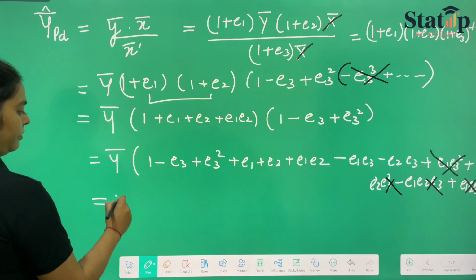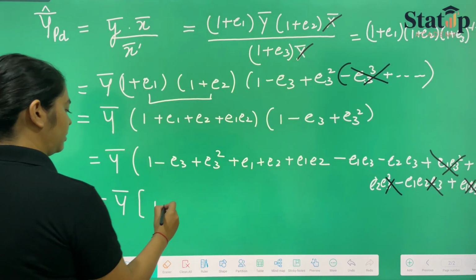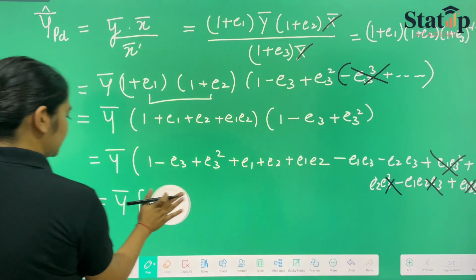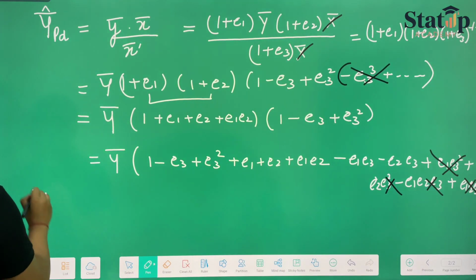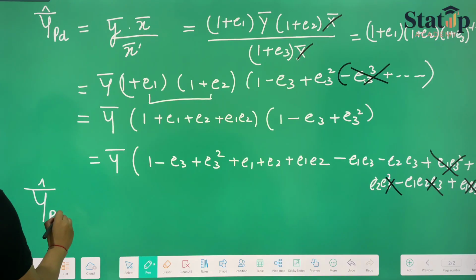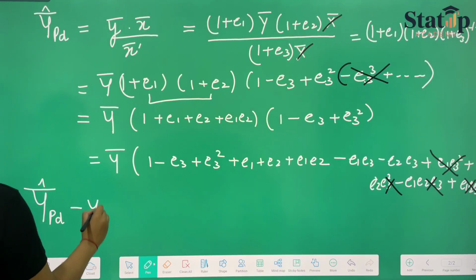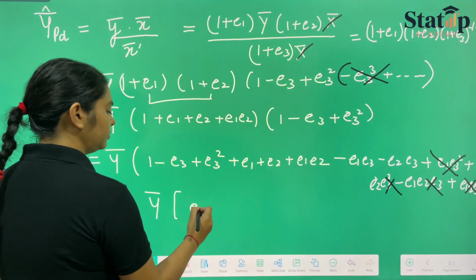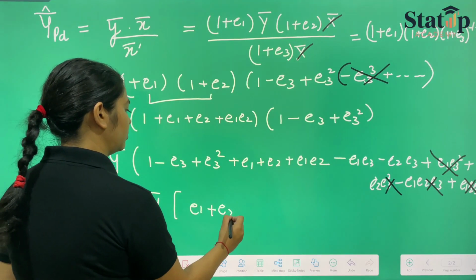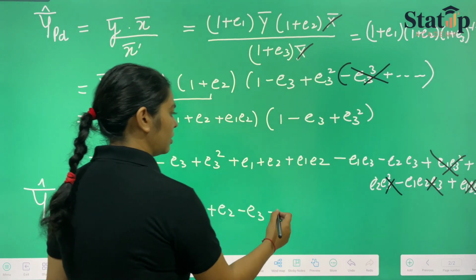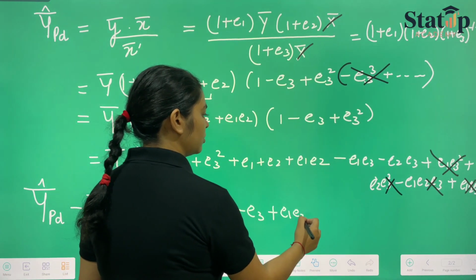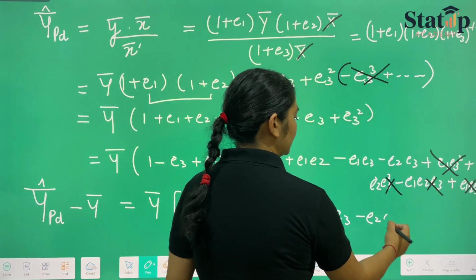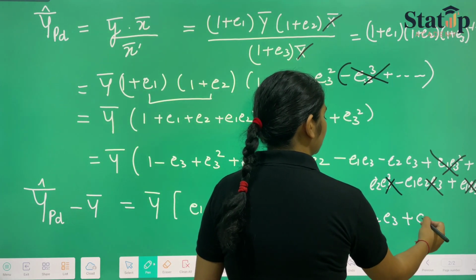So we are left with Y bar into 1 minus, or we can take it like this, the product estimator of double sampling minus Y bar is nothing but Y bar into E1 plus E2 minus E3 plus E1 E2 minus E1 E3 minus E2 E3 plus E3 square.